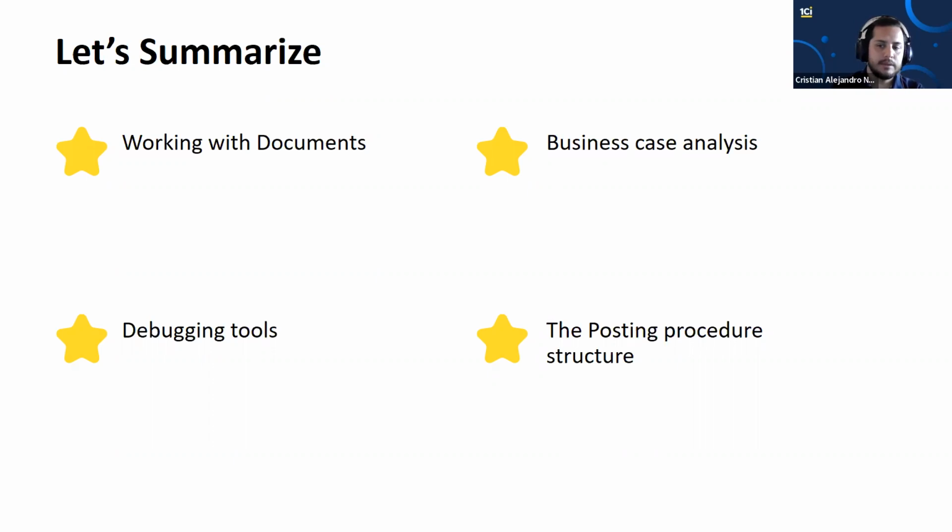And we have learned about the posting procedure structure. We have to remember three main parts of the posting process. That is initializing data, I mean, preparing data to copy to the registers. The second step will be copying or writing this data to the register. And the last step will be running a control procedure of this data that we have written to a register.